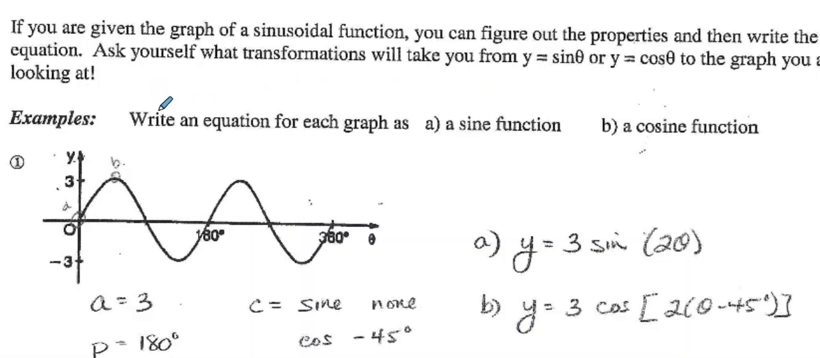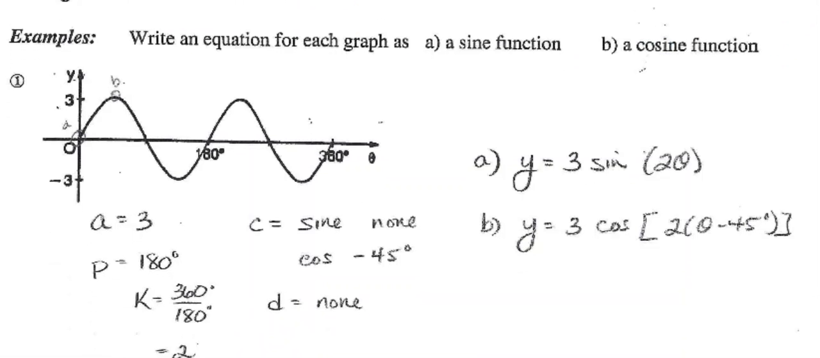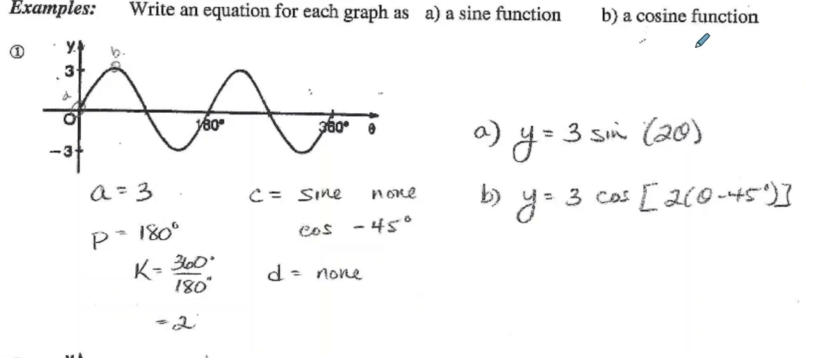Here you're asked to write an equation for each graph as a sine function and a cosine function. So very much like what we were doing before. Hopefully it helps a little bit. We just have to outline 4 different things in order to build this equation. So again, start by looking at your a value, trying to find the k value, etc. So you do have to outline whether you want it to be a sine or a cosine graph.